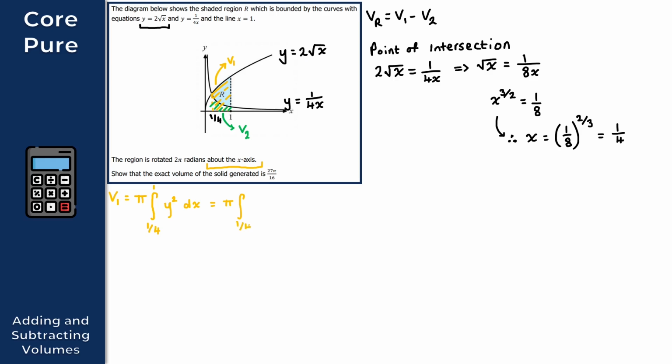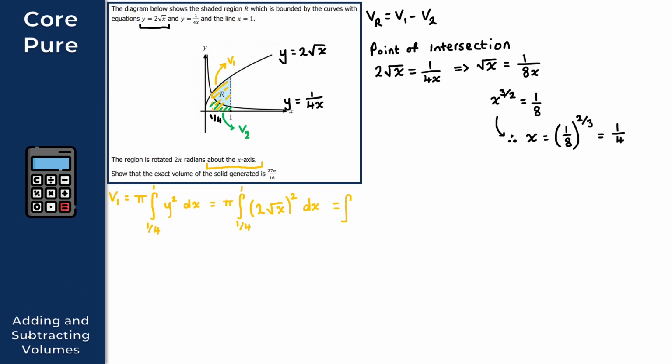I do appreciate it is a little bit tedious inputting the limits each and every time, but it is important, of 2 root x all squared, like so. And this here is with respect to x, so dx there. Okay. Well, 2 root x squared, so 2 squared is 4, root x squared is x, so we get 4x there as the integrand.